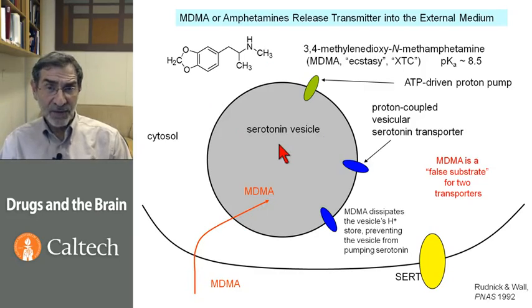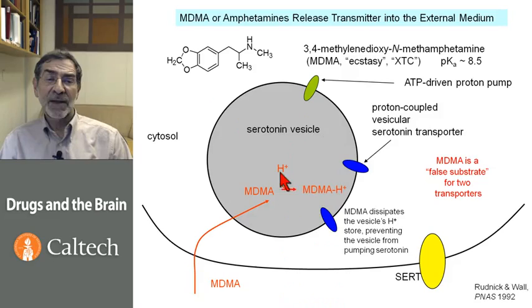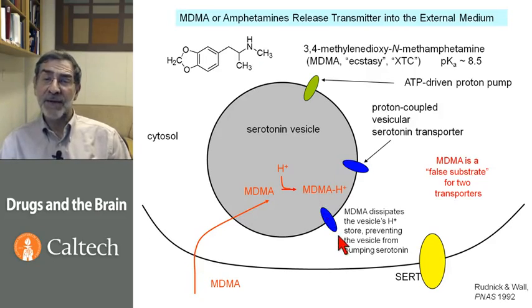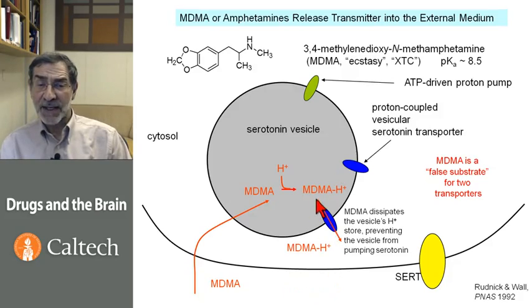Now, in the serotonin vesicle, it can pick up a proton. So it becomes MDMA protonated. Right here, it is a secondary amine, and it can pick up a proton. Now, in its protonated form, it becomes a substrate. That is, it becomes able to be transported by the proton-coupled vesicular serotonin transporter. And so it leaves the vesicle via that transporter.